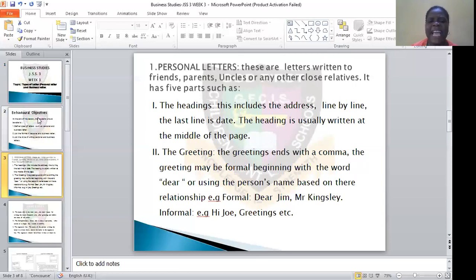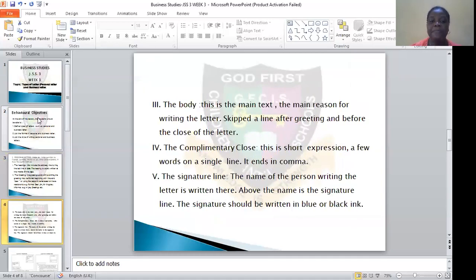I treated the heading, where you write the address of the sender, and you start writing the address at the middle of the page. And on the last line of the address, you have your date line there. You have the greetings to show that you are cultured, such as dear sir, dear uncle, and so on and so forth. Then you have the body, which is the main message that you want to write.